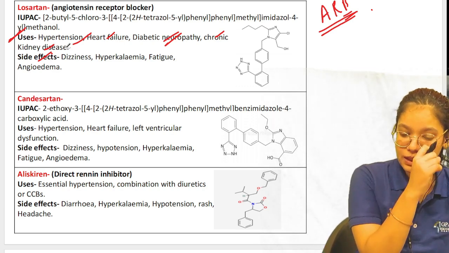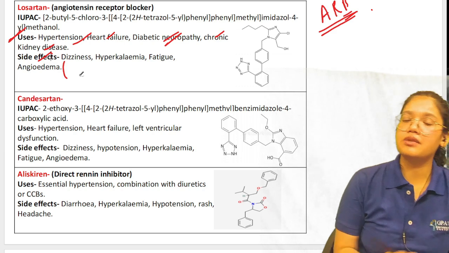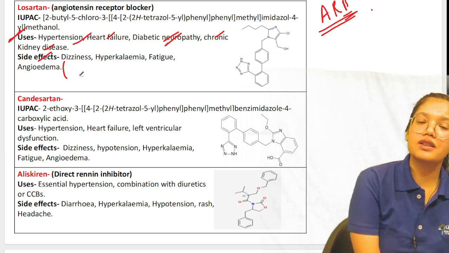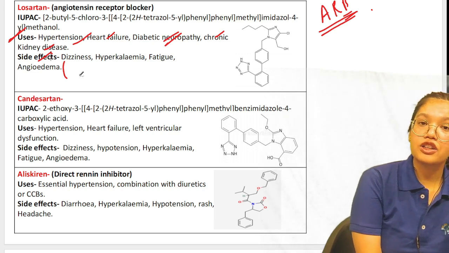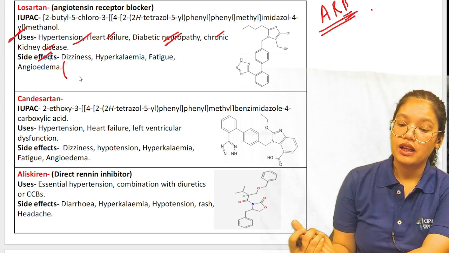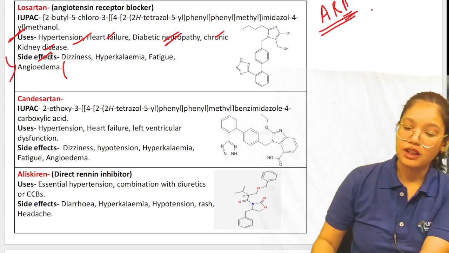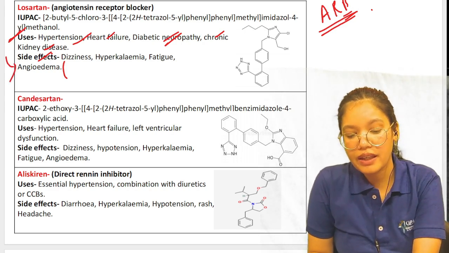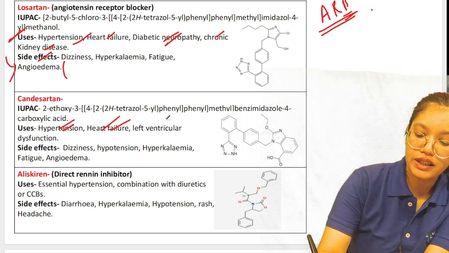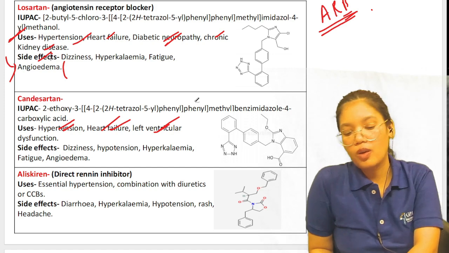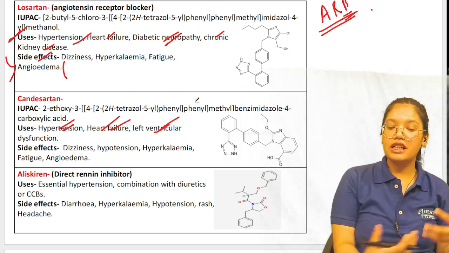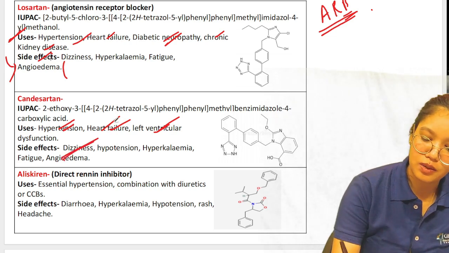And this angioedema basically results in severe swelling in the lip area, the tongue, and the throat, so that can be life threatening sometimes, and it is very common with the sartans. Then candesartan is the next drug. Uses again: hypertension, heart failure, left ventricular dysfunction, all that. Then the side effects: dizziness, hypotension, hyperkalemia, fatigue, then angioedema, that is the most common one.